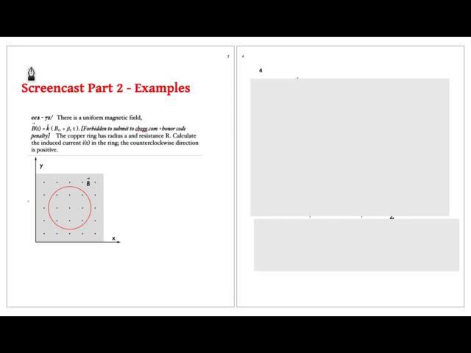Now, I hope you've watched the video part 1, which explains the theory behind electromagnetic induction. That was part 1. Now, here's part 2. Some examples. So I'll base these examples on problems that are in the long kappa assignment. So here's one of the problems.